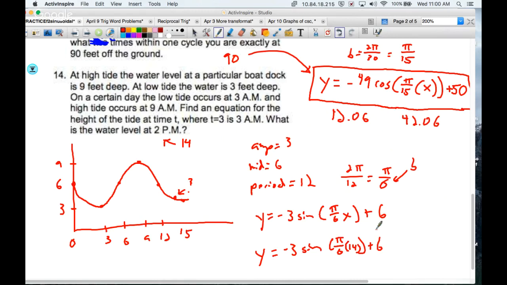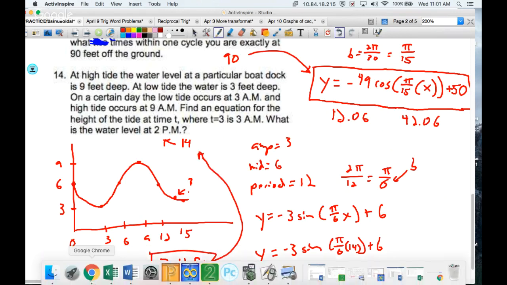So, okay, we can learn a little bit from Mr. Olson's mistakes here. Okay, so negative 3 times the sine of pi over 6 times, in parentheses, 14, close parentheses, plus 6. So I've got the depth will be 3.4 feet at 2 p.m. Which, yeah, looks about right. Okay, and we're done. That is the end of this video.